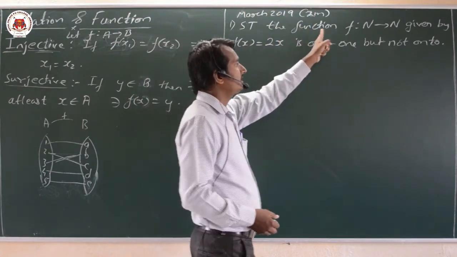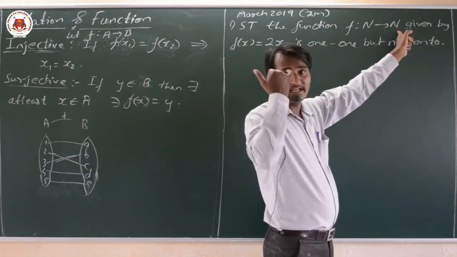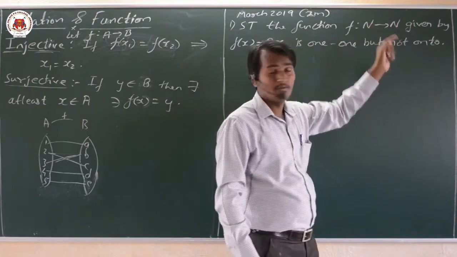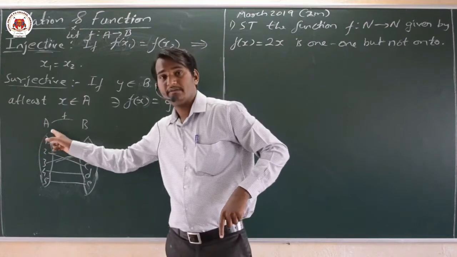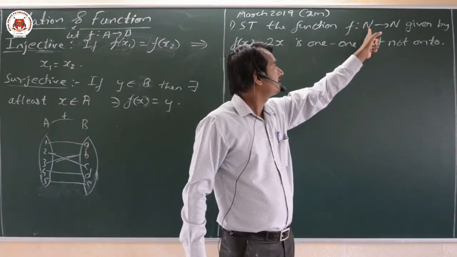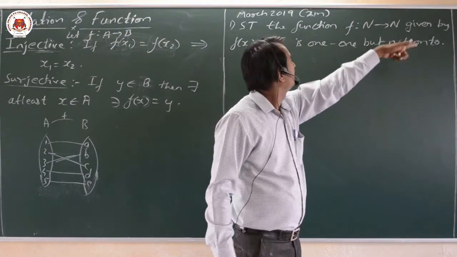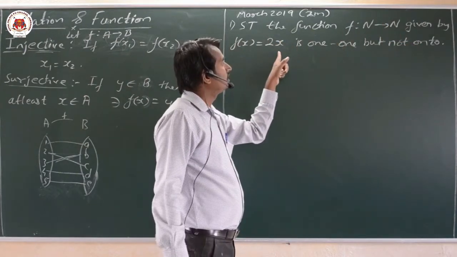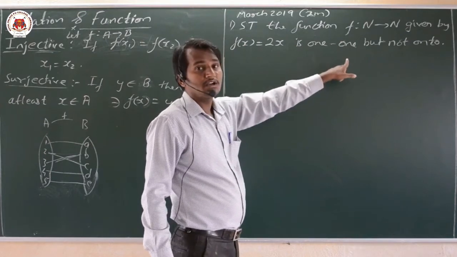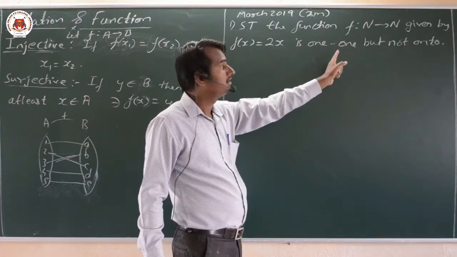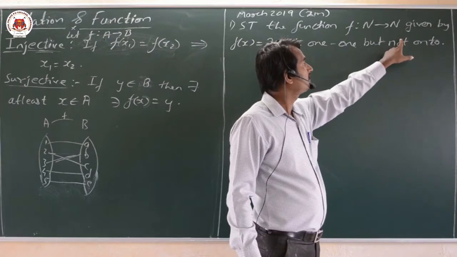So the function f from N to N. What do you mean by N here? Here the first N is the domain. Here the set A was the domain, B was the codomain. Here the first N is nothing but domain, and the second N is nothing but codomain. Given by f of x equal to 2x, we have to show that it is one-one but not onto.